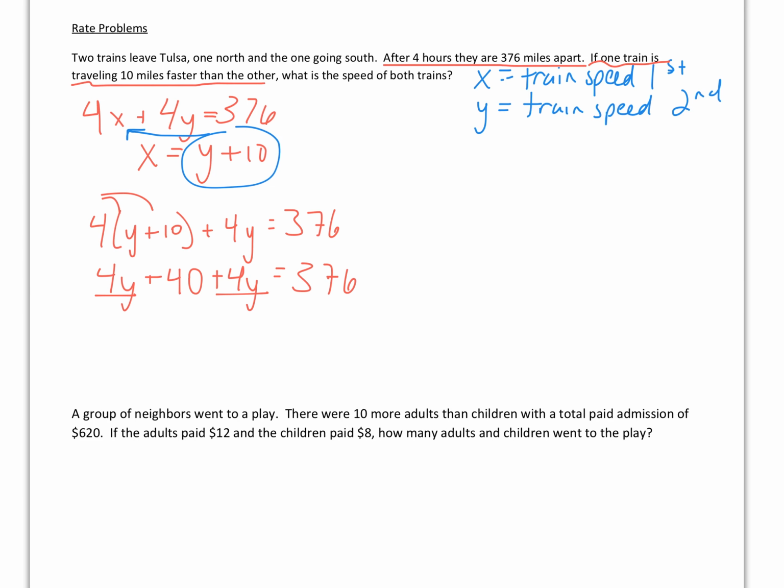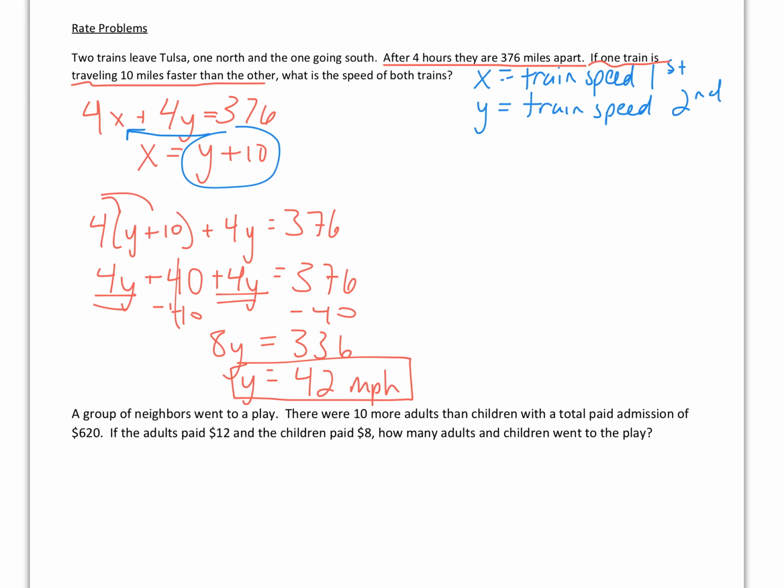Combine like terms. I'm also going to subtract this 40 over in the same step to save a little room. So I have 8 y's when I combine 4y and 4y, equals 336. If I divide both by 8, I get y equals 42. And remember, that's the train speed in miles per hour.